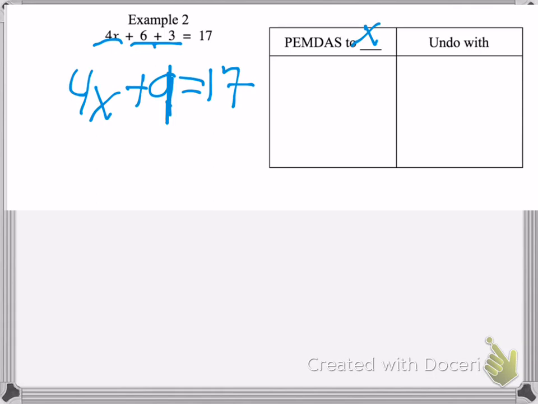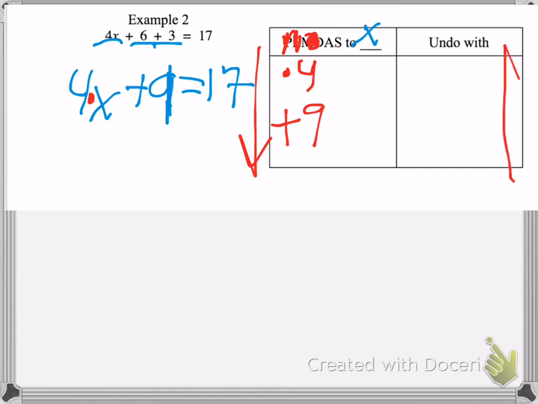Well, let's read it. So do we have any parentheses? Nope. Exponents? Nope. Multiplication? You better believe we do. That's secret, invisible. 4 times x. And then division, no. Addition, yes, plus 9. So that's the order that we do it, and so we're going to undo it in the backwards order. And so now we're going to subtract 9, and then we're going to divide by 4.